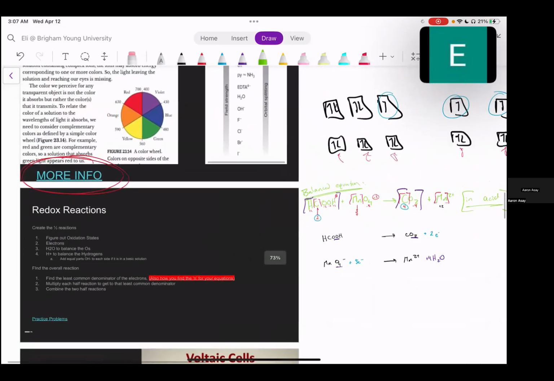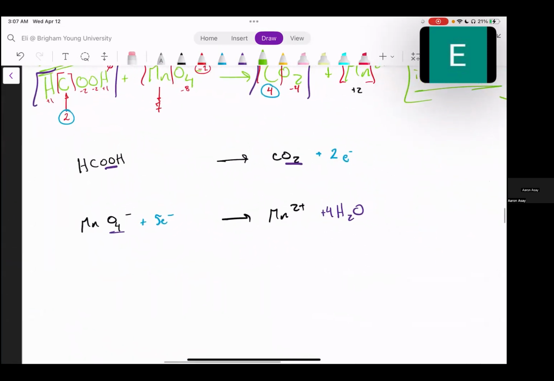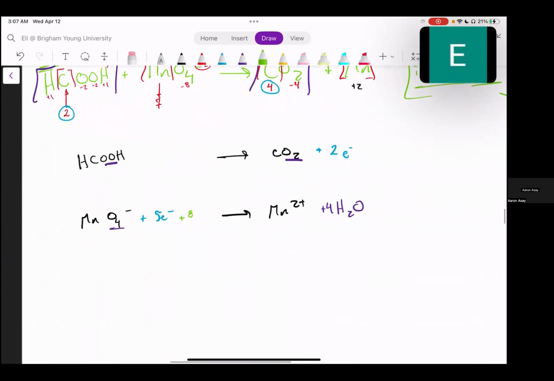Next, we are going to add H pluses in order to balance this. So I see now that I have 8 H pluses, right? 4 times 2. That's balanced. And now I have 2 over here. I don't have any over here, so I'm going to add 2 H pluses onto this side. So this looks good. This shows that I have my balanced half reactions, which is super nice and super convenient.